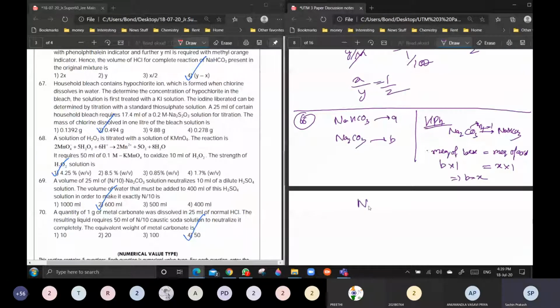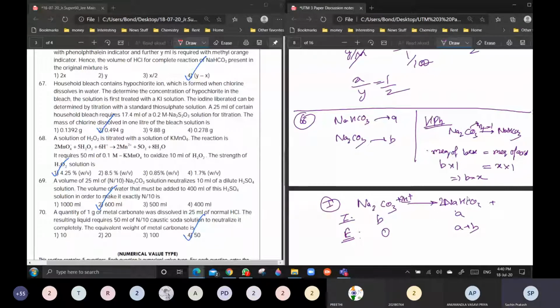Now you see, my reaction in the first step was Na2CO3 going to NaHCO3. Initially, I am starting with how many moles of Na2CO3? B. And how many moles of NaHCO3? A. Now after the reaction ends, this will become 0 and this will be A plus B. Are you getting my point? Basically the reaction is Na2CO3 plus H plus gives NaHCO3. Na2CO3 plus 2H plus giving 2 NaHCO3. Are you getting my point?